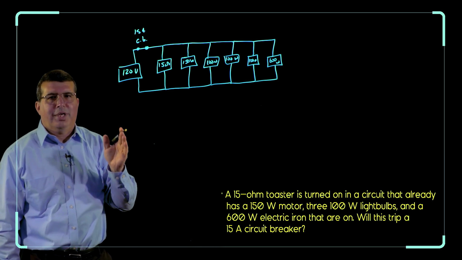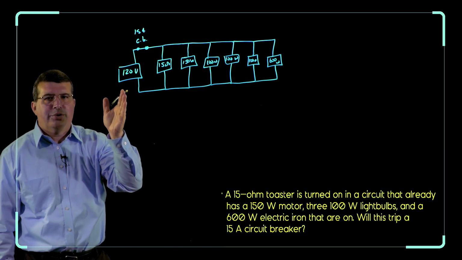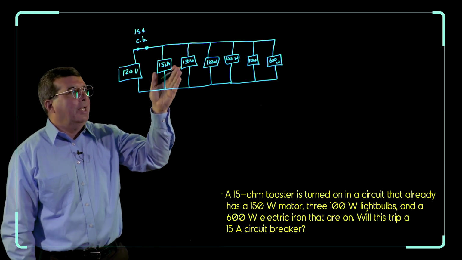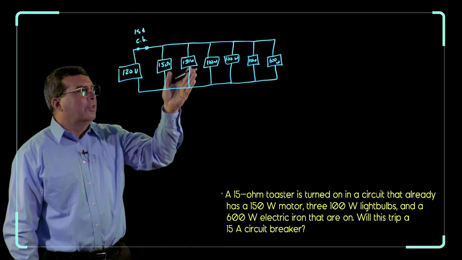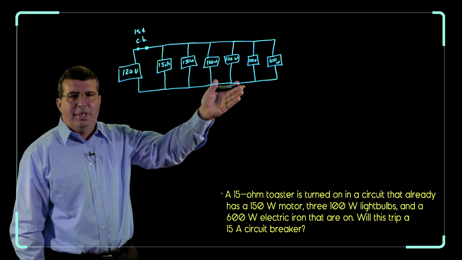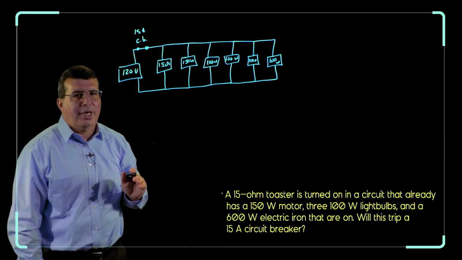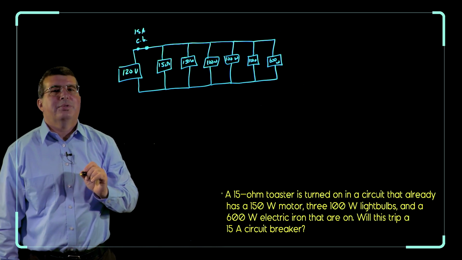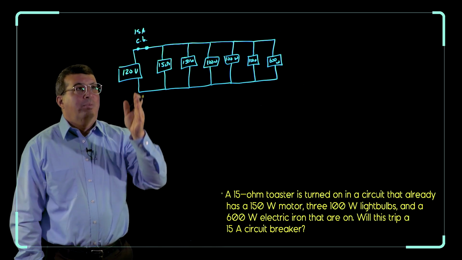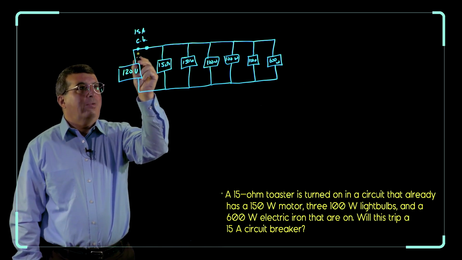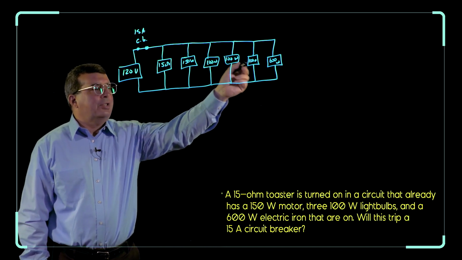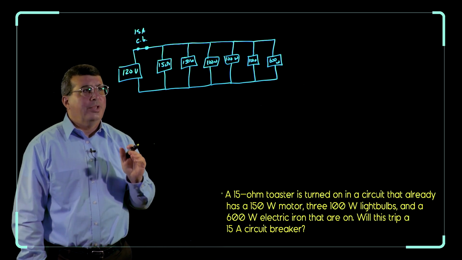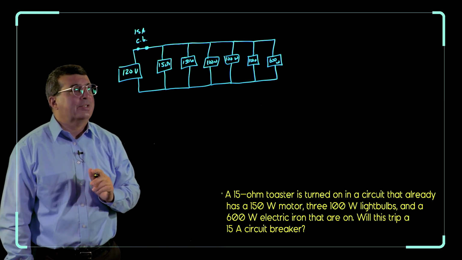So let's make sure I got everything. I have my 120-volt source. I have a 15-ohm toaster, a 150-watt motor, three 100-watt light bulbs, and a 600-watt electric iron. And the question is, will that trip a 15-ampere circuit breaker? Well, remember that the current flowing through this wire right here is the sum of the currents flowing through all of these. So we have to figure out the current flowing through each of these devices.